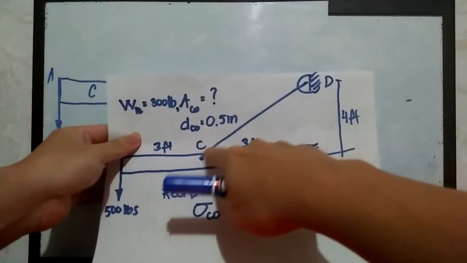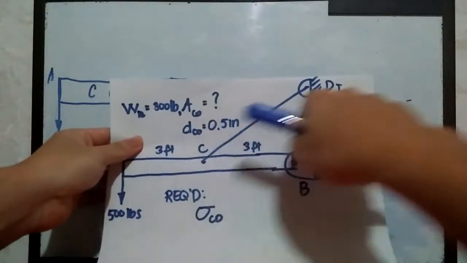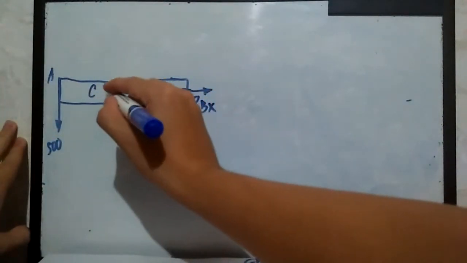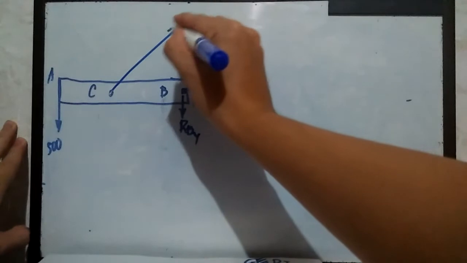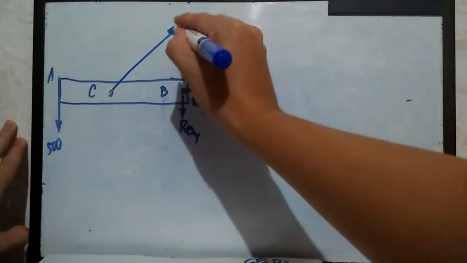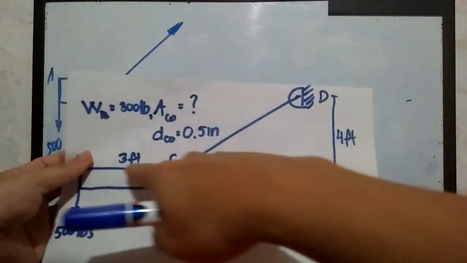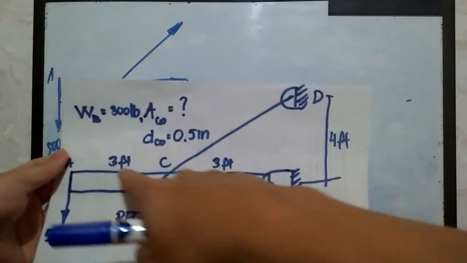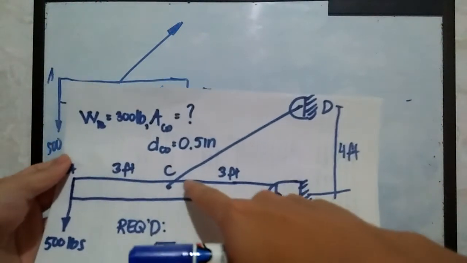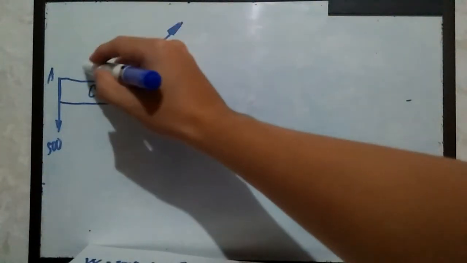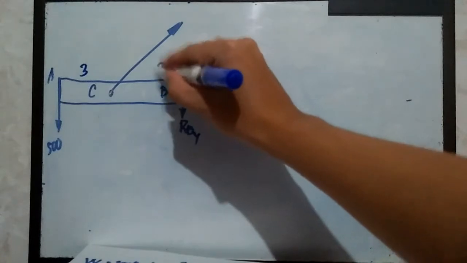We have this structure C to D, so that's the cable, connected here at this point. So it goes up like this. And since this is a cable, it should always be in tension. So the dimension from A to C is 3 feet. And then from C to B is also 3 feet. This one is 3 feet. And this one also is 3 feet.